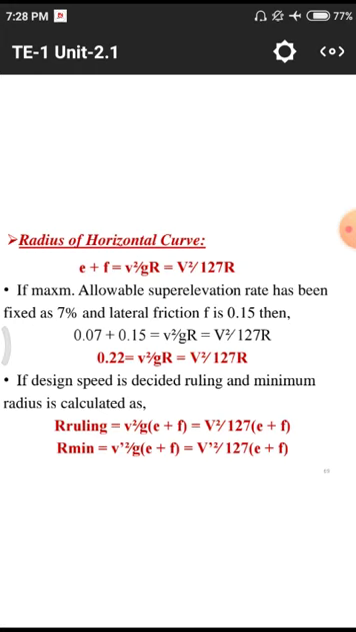For the minimum stresses, that means minimum elevation and friction values, as per IRC we have 7% as the minimum elevation, and we are using 0.15 as the friction value, so V square by 127R equals 0.22. Why? Because 0.07 plus 0.15, by adding those two values we get 0.22. By equating this 0.22 to V square by 127R, we will get this V square by GR.